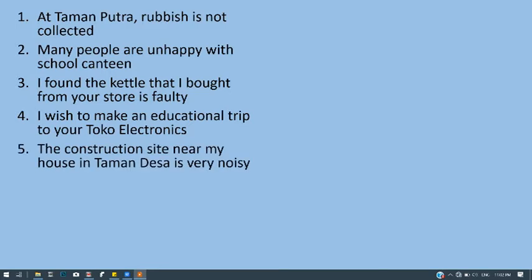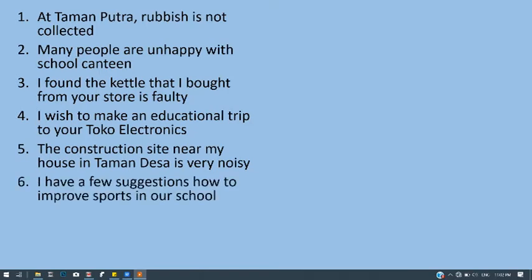The construction site near my house in Taman Desa is very noisy. Those are the issues. And number 6, I have a few suggestions on how to improve sports in our school. These are full sentences. How to convert them into topic or titles? Okay, they cannot be used as titles because they are full sentences.